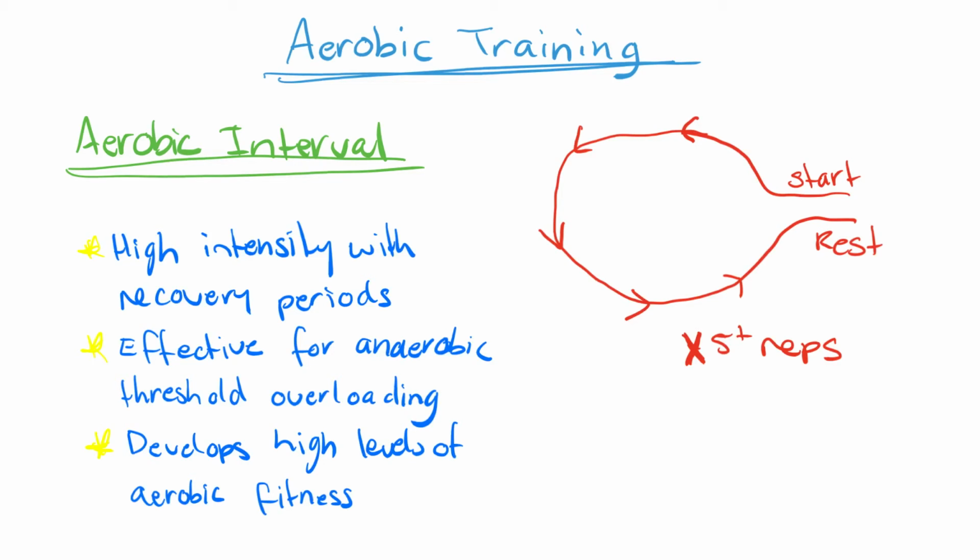So if we have a look at this diagram here, we start here, we go around with effort, and then we will have a rest. And you'll see that we repeat it several times depending on the aerobic capacity of the athlete. An example of this training would be 5 by 4 minute bouts of activity at 90% of heart rate maximum, with an 8-minute recovery period between each effort. Now this approach is highly effective at overloading the anaerobic threshold and is effective at developing high levels of aerobic fitness suitable for nearly all sports with a high aerobic demand.